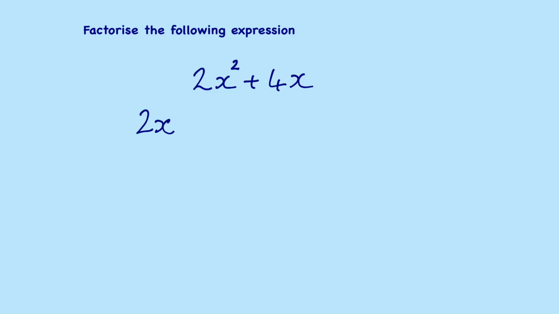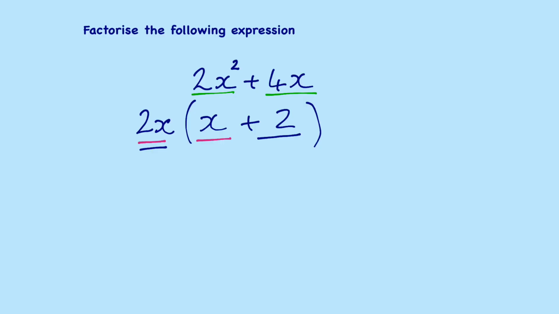Once we've written the 2x down, we open a bracket. Then to fill in the bracket, we have to say to ourselves, what do we multiply by 2x to get 2x squared? So that would be x. Next we look at what we have to multiply by 2x to get 4x. And that would be plus 2. And then we close the bracket.